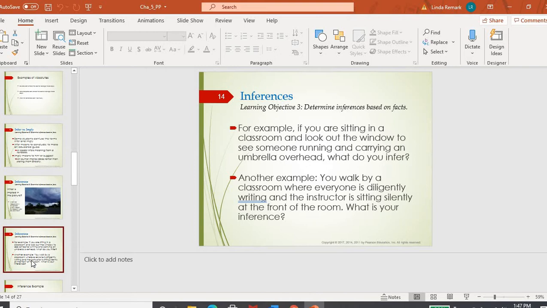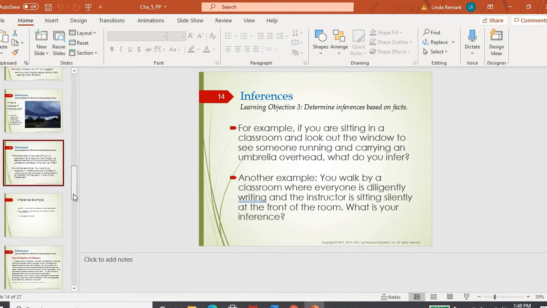You're sitting in a classroom and you look out the window to see someone running and carrying an umbrella. What can you infer? Hopefully that it's raining or about to rain. If you walk by a classroom, everyone is diligently writing, the instructor is sitting silently at the front of the room. A logical conclusion is there's probably a test of some sort going on. So again, those are logical conclusions based on the facts that are given.